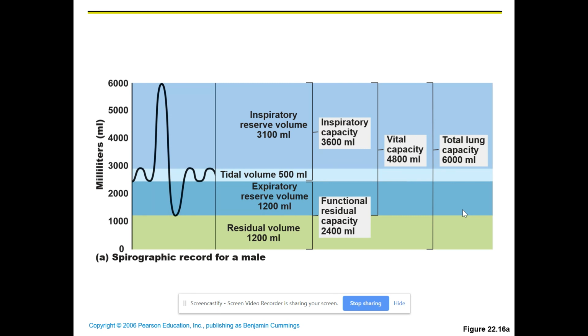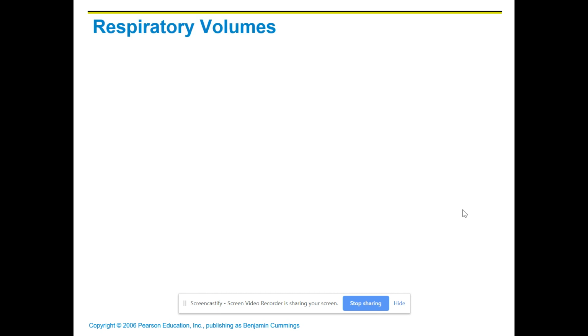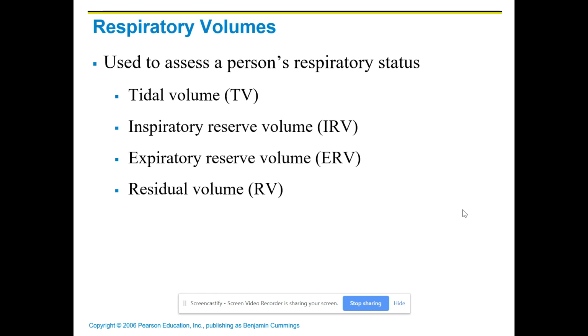But notice down at the bottom of this graph, the green part. This is air in the lungs that cannot be breathed out. Remember, our lungs are always partially inflated because of the lower pressure around the lungs. This air that cannot be breathed out is called the residual volume. And so if we want to know the total lung capacity, we have to include that. If we look at respiratory volumes, we can use those to assess a person's respiratory status.